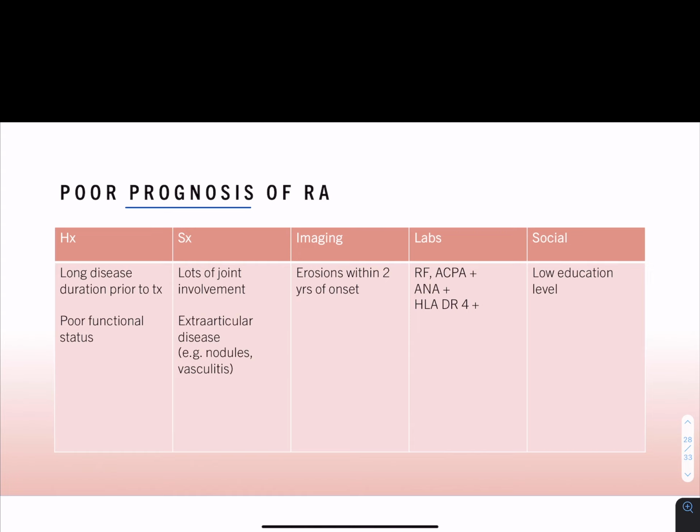Some of the poor prognostic factors include, but are not limited to, a long duration of disease before treatment, poor functional status, extensive joint involvement, and the presence of extra-articular conditions such as nodules or vasculitis. If imaging reveals erosions within 2 years of disease onset, that is also considered a poor prognostic factor. Additionally, having positive antibodies like rheumatoid factor, ECPA, ANA, being HLA-DR4 positive, and having a low education level can contribute to a poor prognosis.